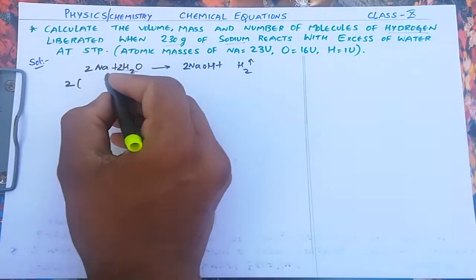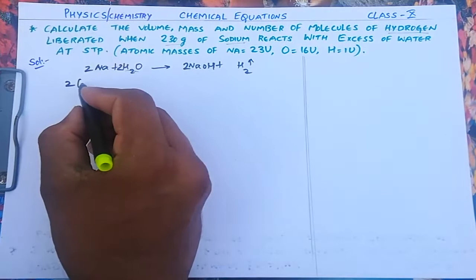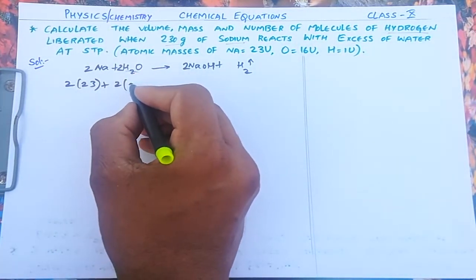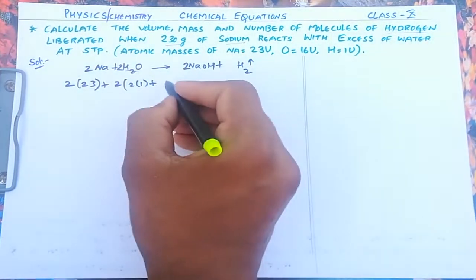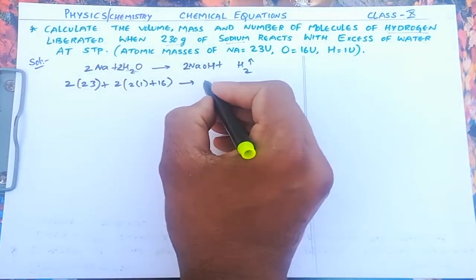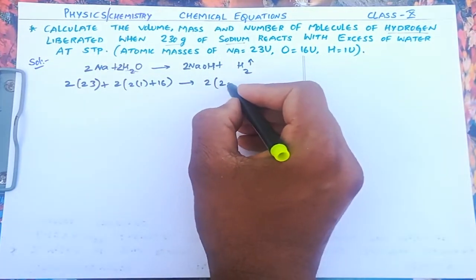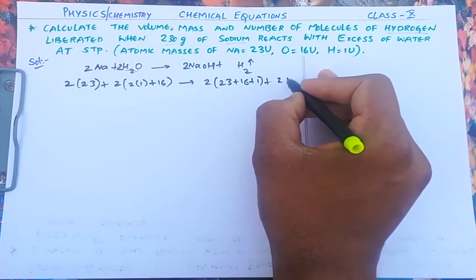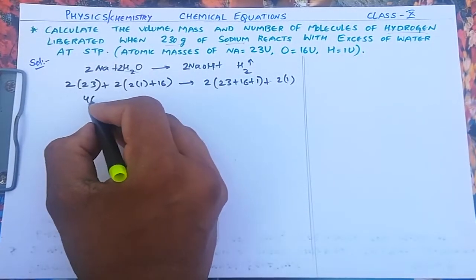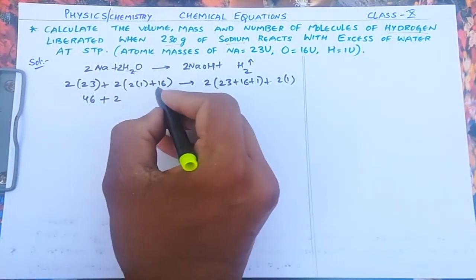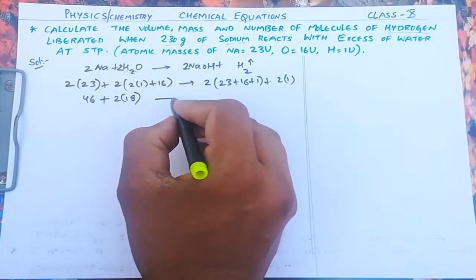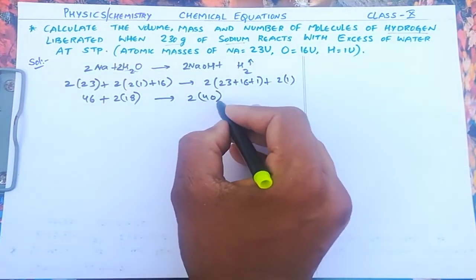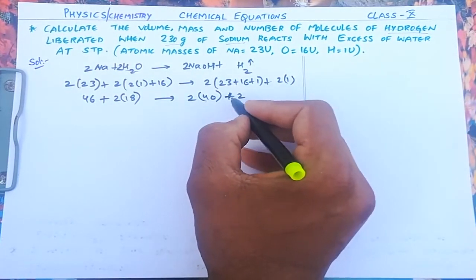I am writing it with the formula units. 2 sodium, the atomic mass is 23, so 2 into 23, plus 2 into H2O, that means 2 into (hydrogen is 1 plus oxygen is 16), gives rise to 2 into (sodium 23 plus 16 plus 1), plus hydrogen H2. So 2 into 23 here is 46; 2 into (2 plus 16) is 18; 2 times (23 plus 16 plus 1) is 40; 2 into 40, plus here 2.